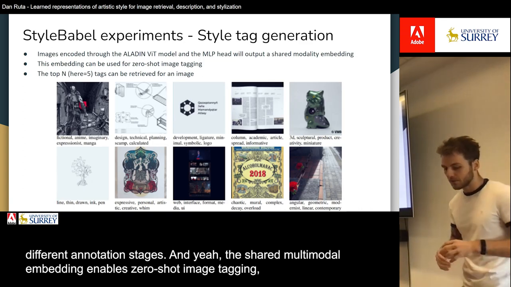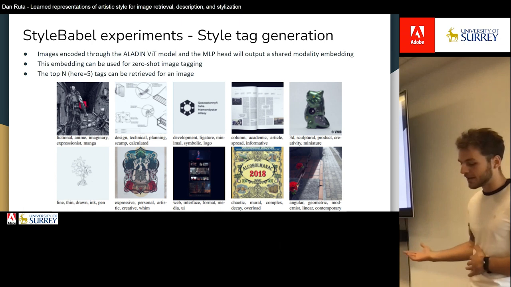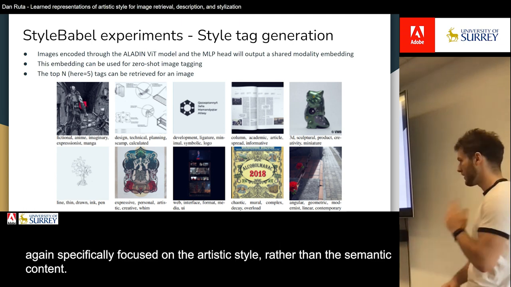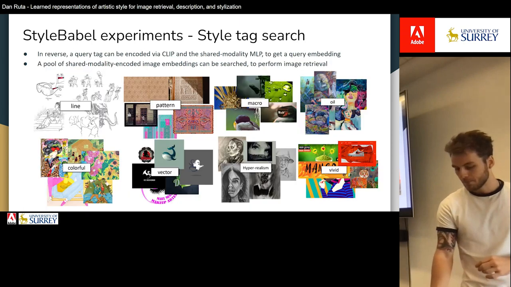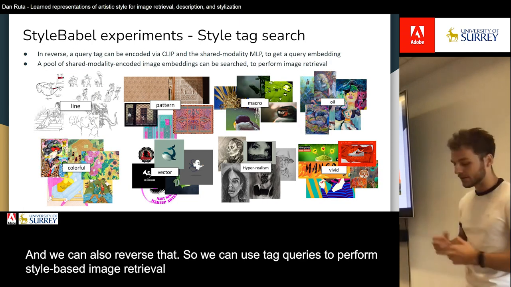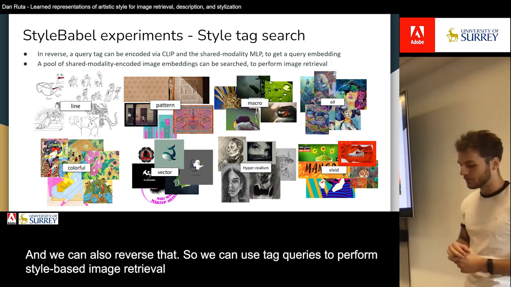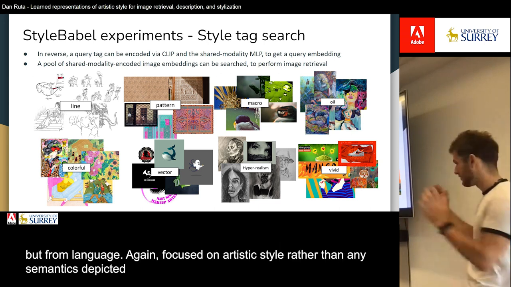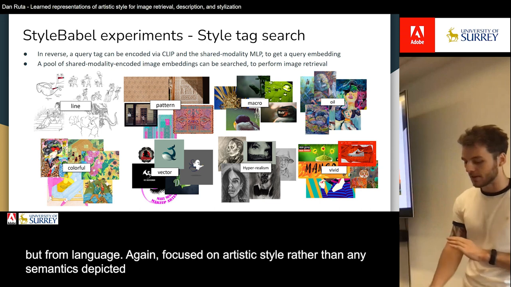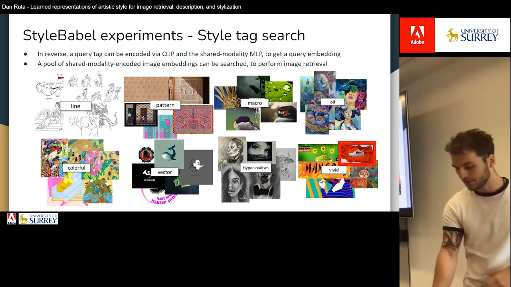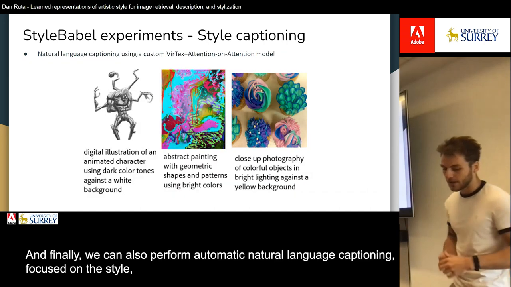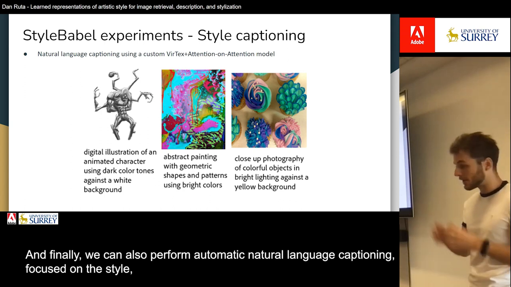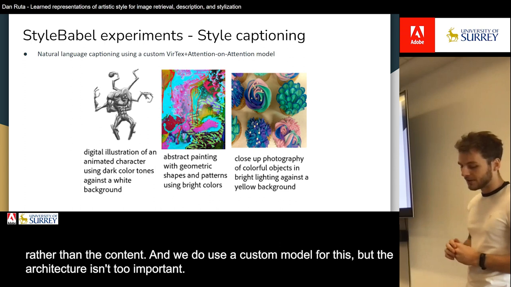The shared multimodal embedding enables zero-shot image tagging, again, specifically focused on the artistic style rather than the semantic content. And we can also reverse that, so we can use tag queries to perform style-based image retrieval, but from language, again, focused on artistic style rather than any semantics depicted. And finally, we can also perform automatic natural language captioning, focused on the style rather than the content.